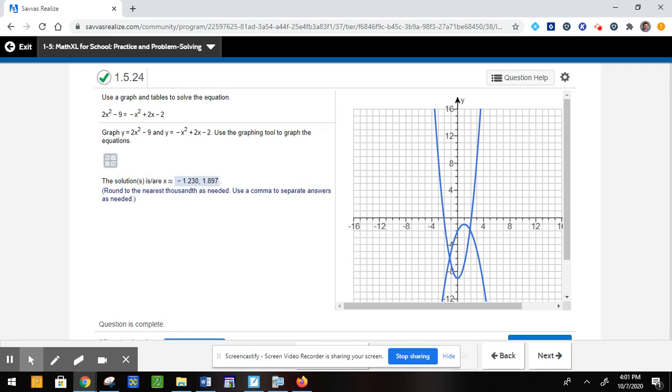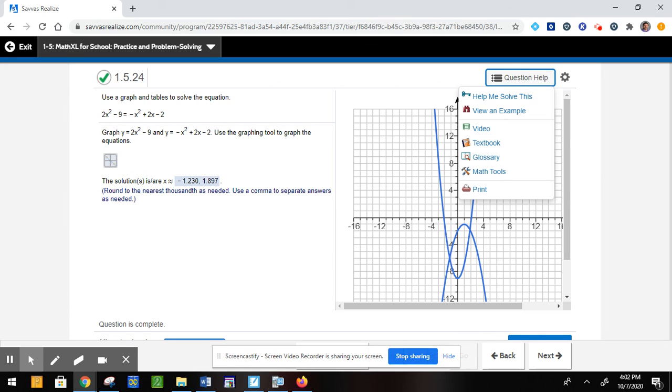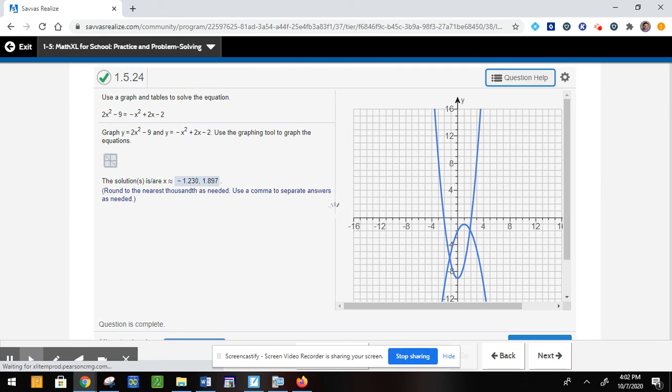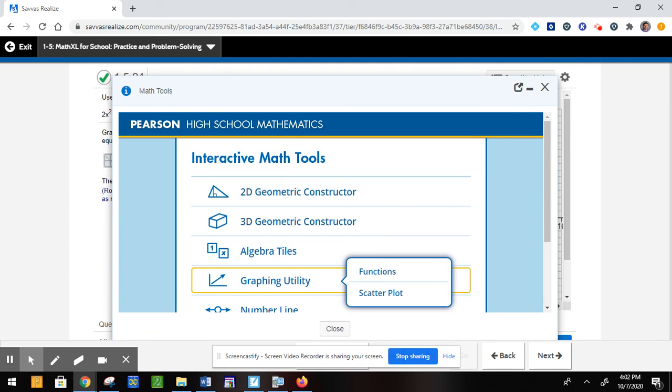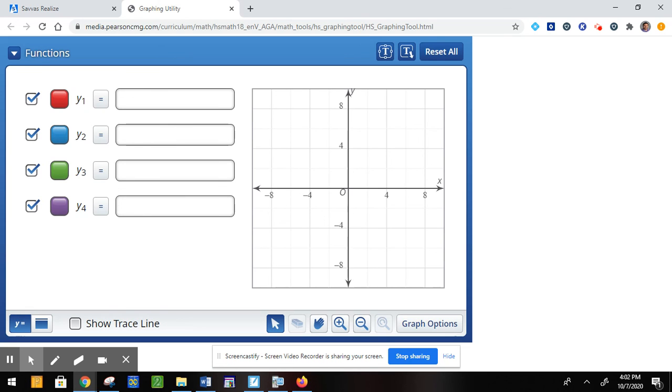I think an option, if you don't want to use a graphing calculator, or you don't have one, although you do have one on your Chromebook, by the way, similar to the one that I just showed you: if you hit question help and then math tools, where it says graphing utility, you can use that where it says functions. That is an option as well, okay? I think using a graphing calculator is easier, but again, you have options. Let me know if you have other questions.